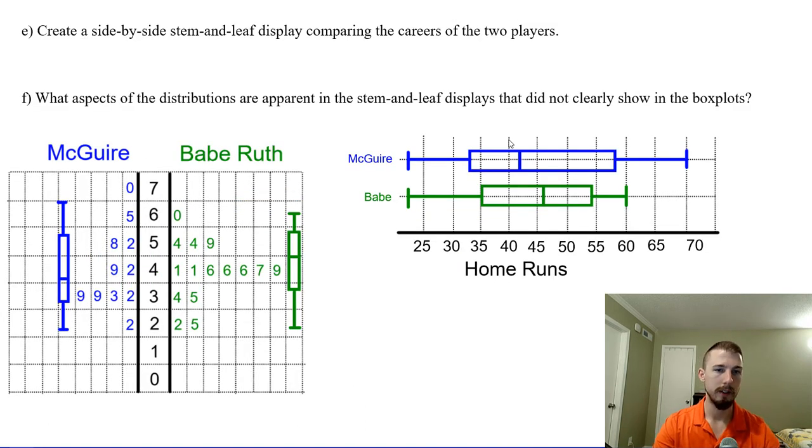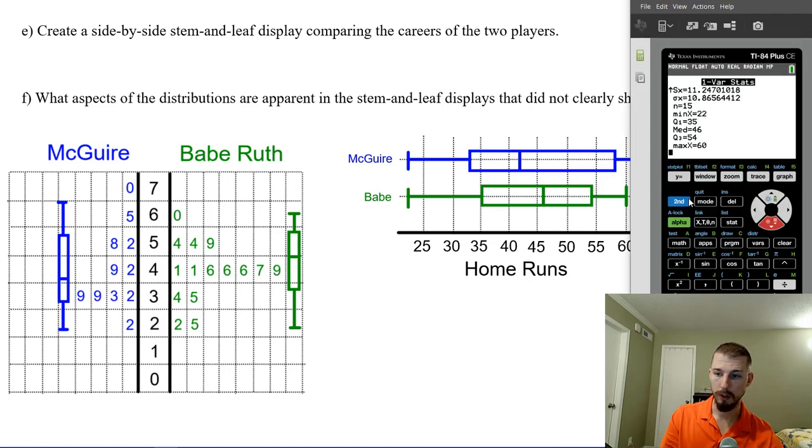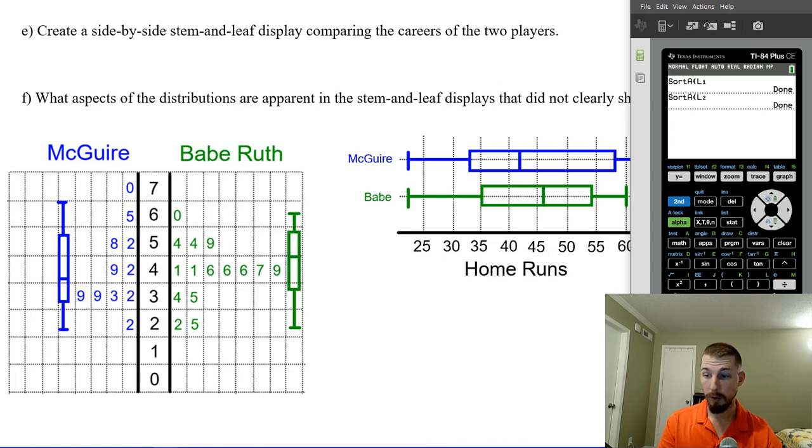Create a side-by-side stem and leaf display. To create that, you're going to want to sort your data in ascending order. So go to Stat, Sort A for sort ascending, which is the second option, and then you can do List 1 by hitting second 1, and that's going to sort it. You can do just arrow up and then hit enter, and then you can do the same thing for List 2. It's kind of a shortcut. Anyway, now they're both sorted in ascending order.